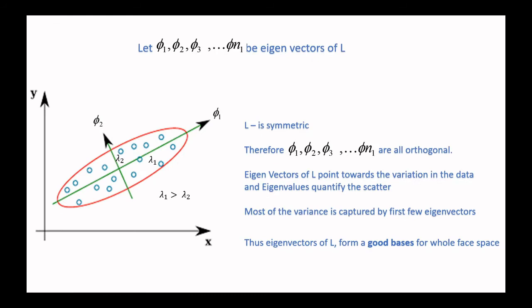Since L is symmetric, its eigenvectors will be orthogonal to each other. These eigenvectors point towards the variation in the data, and their corresponding eigenvalues quantify the scatter in that particular direction. Most of the variance in the data is captured by the first few eigenvectors. Thus, eigenvectors of L form a good basis for the whole space, and most of the data can be reconstructed back even if we consider only a few top eigenvectors.